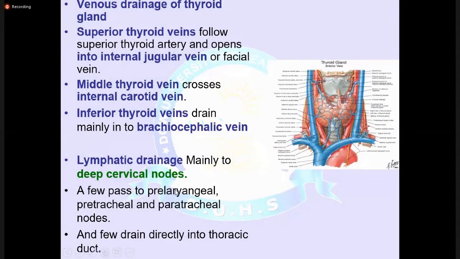Venous drainage is into the superior thyroid, the middle thyroid, and the inferior thyroid vein. The superior thyroid vein drains into the internal jugular or the facial vein, the middle into the internal carotid vein, and the inferior into the brachiocephalic vein.